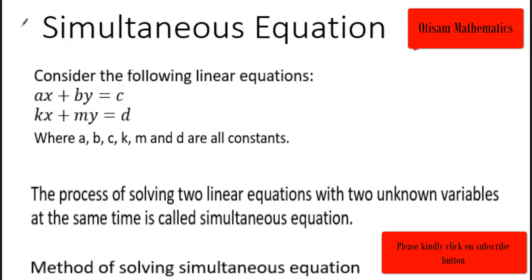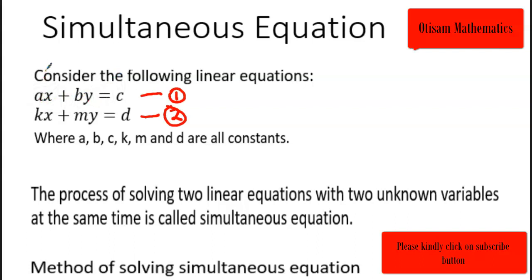I've already done linear equation in 1 variable. Now, what is linear equation? It is an equation in which the unknown variable has a degree of 1. So with this, let's look at the 2 equations on the screen. ax plus by is equal to c, kx plus my is equal to d, where m, a, b, c, k, and d are all constants.